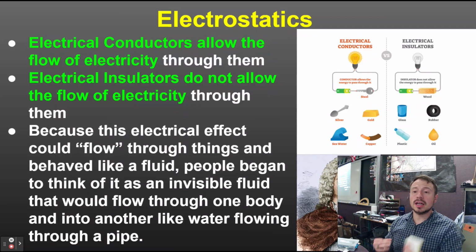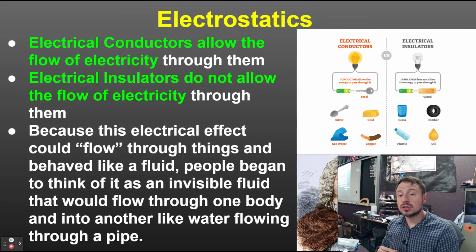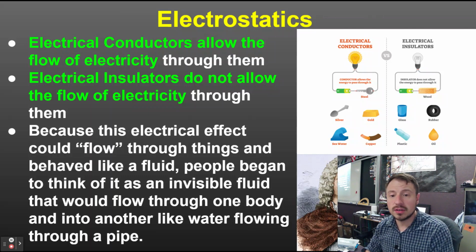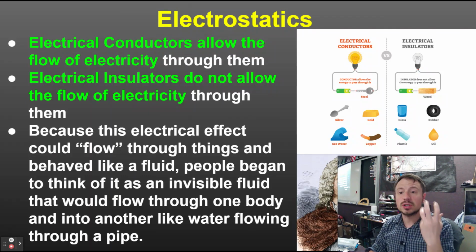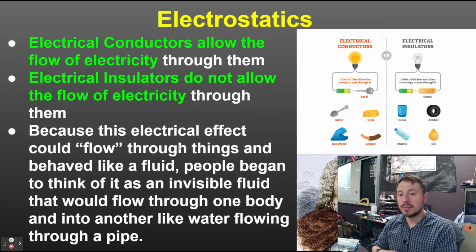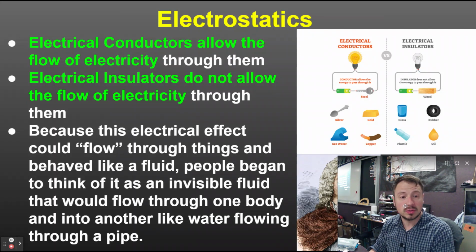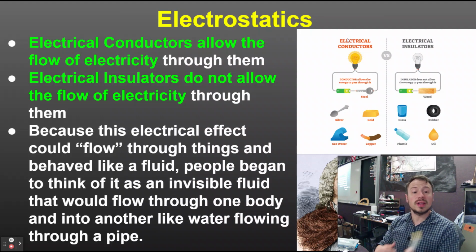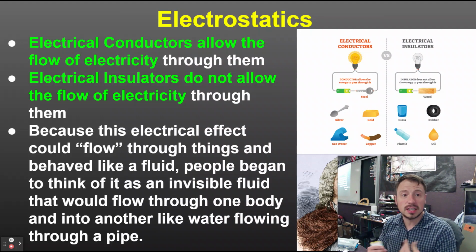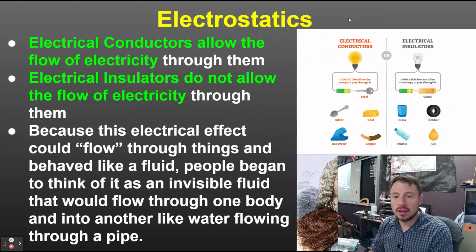Now, because this electrical effect could flow through things and behave like a fluid, people began to think of it as an invisible fluid that would flow through one body and into another, like water flowing through a pipe. You can see here we've got electrical conductors. That's like metal. That's going to allow the flow of electricity. And electrical insulators such as glass, plastic, rubber, they do not. Or it's very hard for the electricity to flow through them.